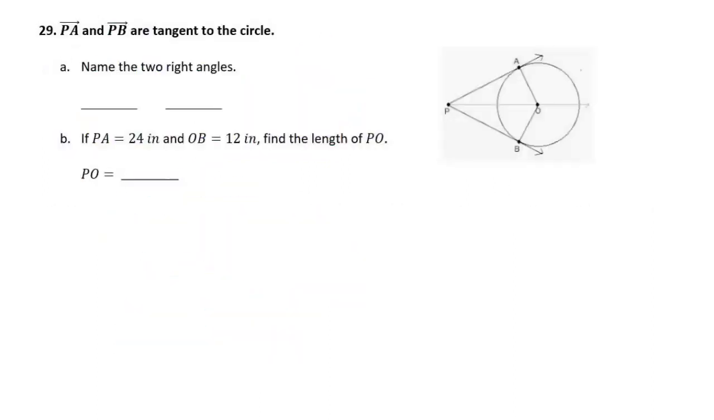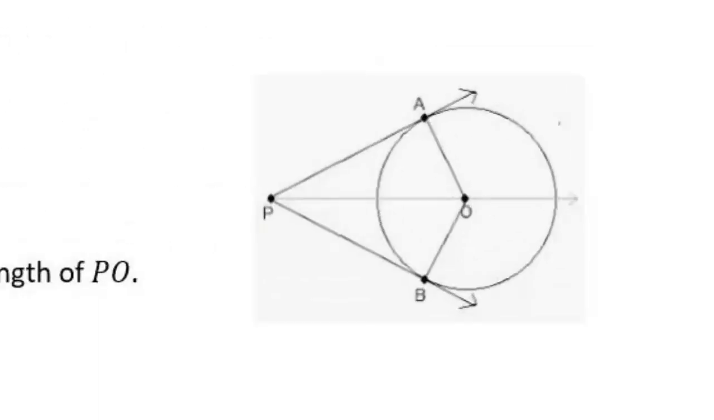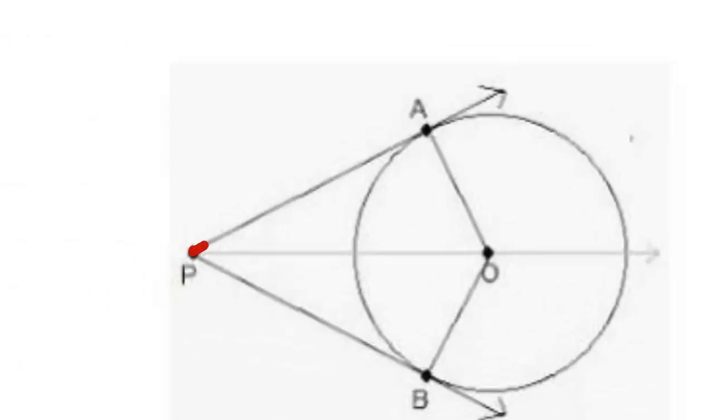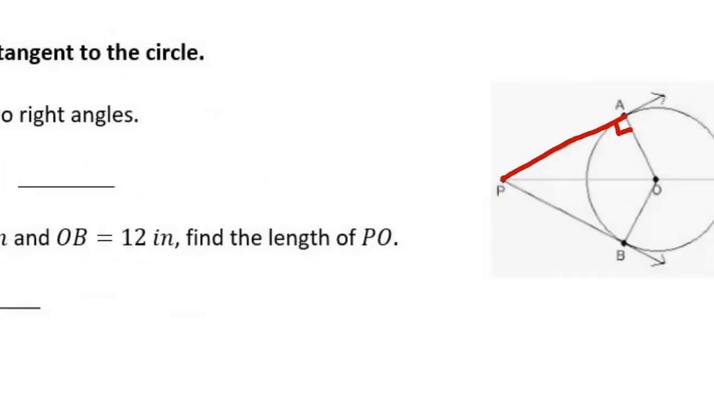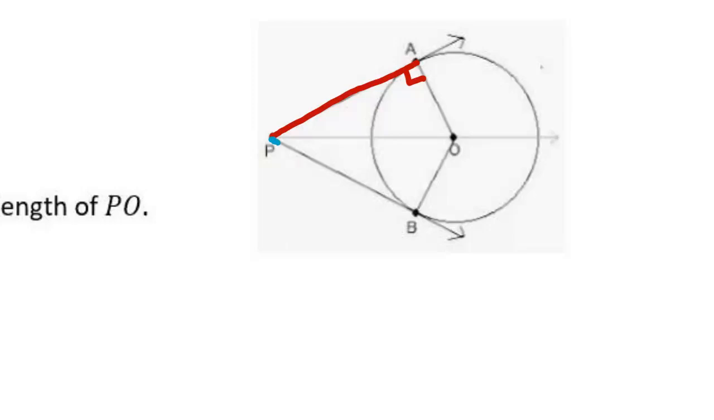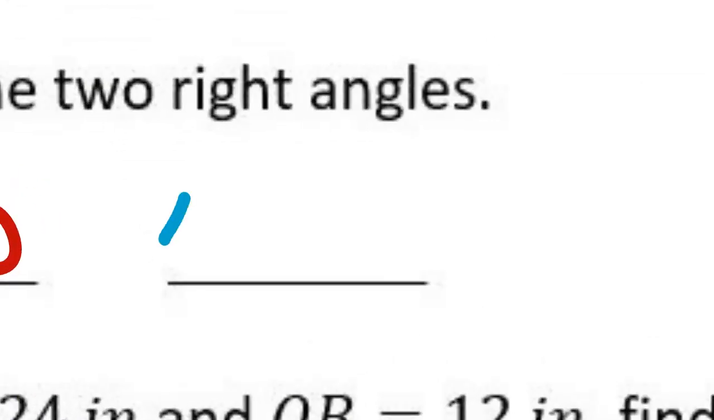29. PA and PB are tangent to the circle. Name the two right angles. So here's PA. Right here where it hits the radius of the circle, it makes a right angle. So PAO is a right angle. PB hits my circle right at B. So PBO is my other right angle.